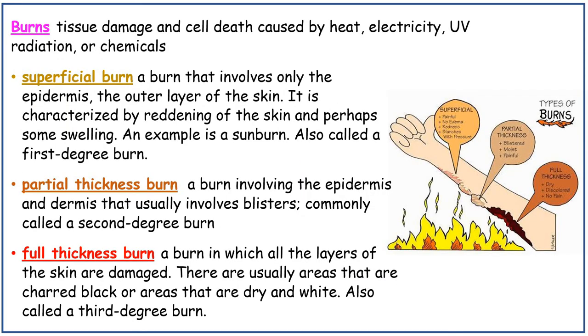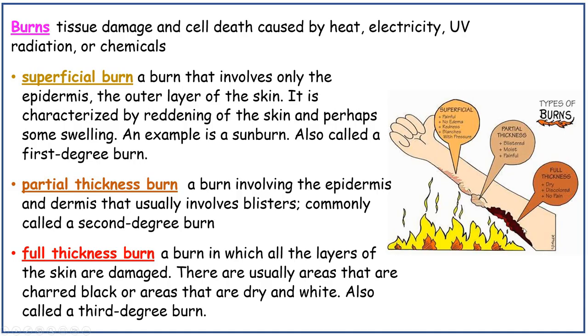Now looking at burns. Burns are tissue damage and cell death caused by either heat, electricity, UV radiation or chemicals. Superficial burns are burns that involve only the epidermis, the outer layer of the skin, characterised by reddening of the skin and perhaps some swelling. An example of that would be sunburn, also called a first-degree burn. A partial thickness burn is a burn involving the epidermis and the dermis, and it usually involves blisters. It's commonly called a second-degree burn.